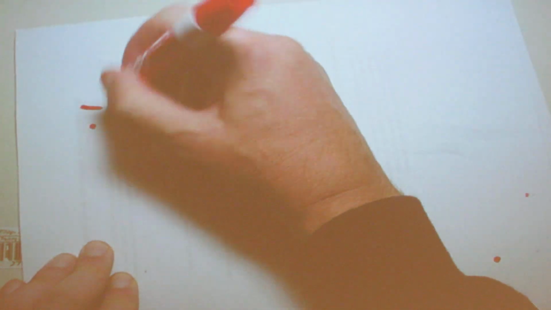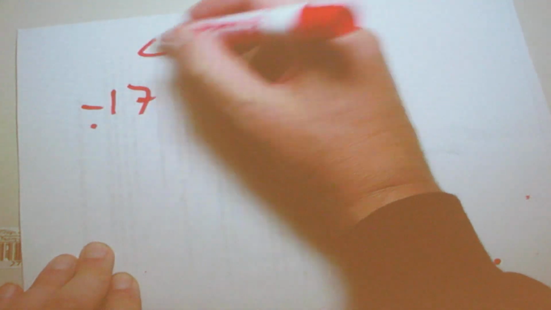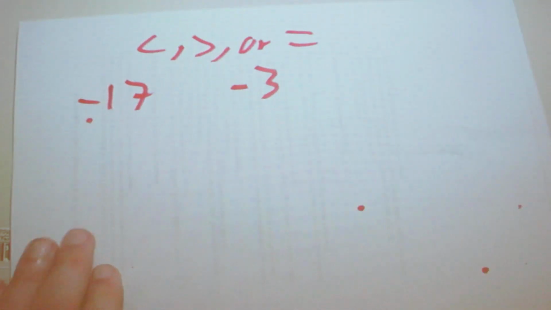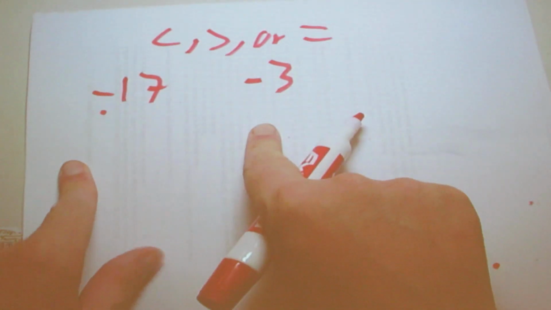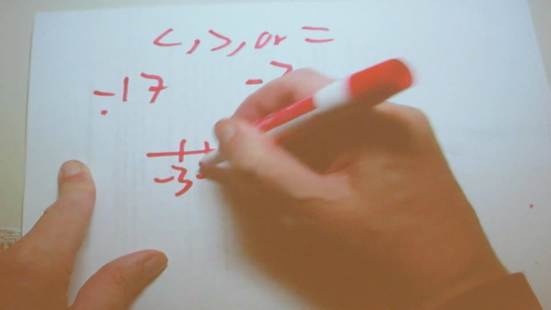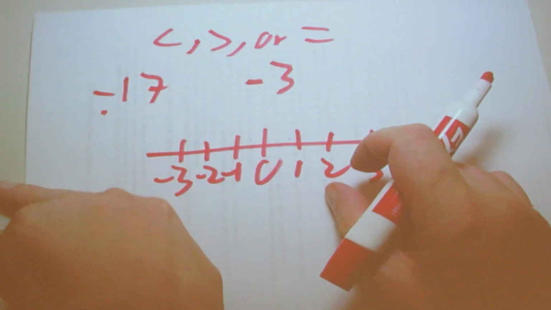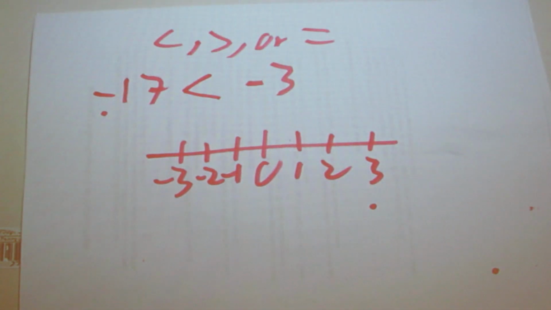Now we're going to be given two numbers. Let's say we get a negative 17 and a negative 3, and we have to say if it's greater than, less than, or equal to. Remember, on the number line, it goes from negative numbers up to 0. So we have negative 3, negative 2, negative 1, 1, 2, 3. Negative 17 is smaller because it's going to be to the left. So negative 17 in this situation is less than negative 3.